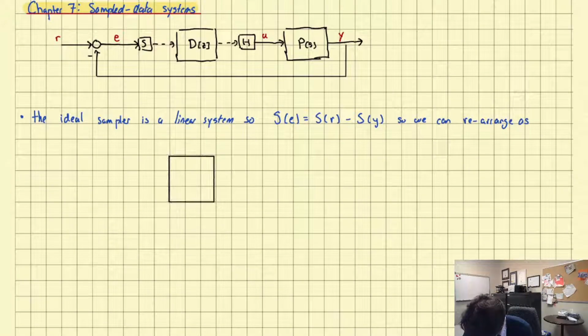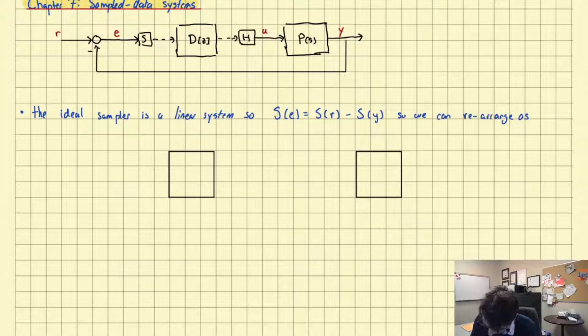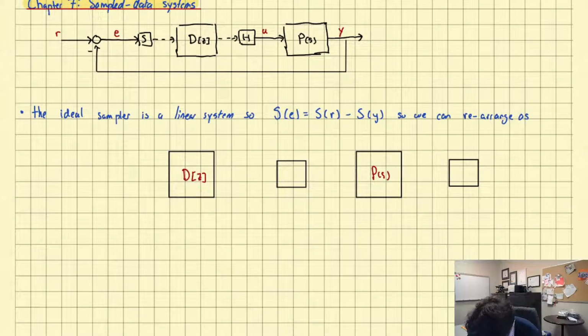Okay, let me redraw another diagram here. Could have taken it from the notes, but I think it's worth drawing. So this will be d of z again. This will be p of s. And then the hold is here. And our sample will be here. Okay, so let me fill in the various blocks. So hold is here, sample is here.